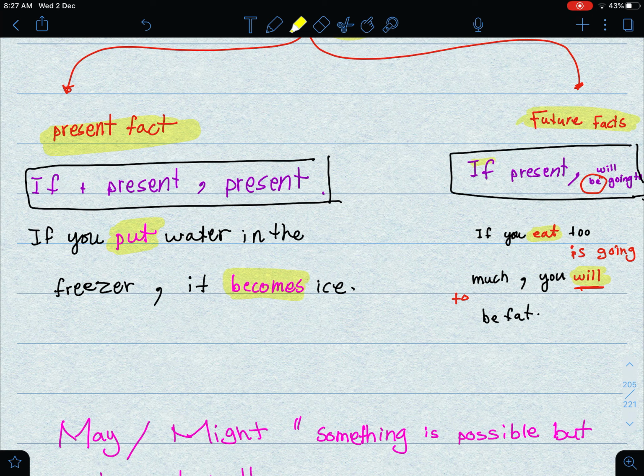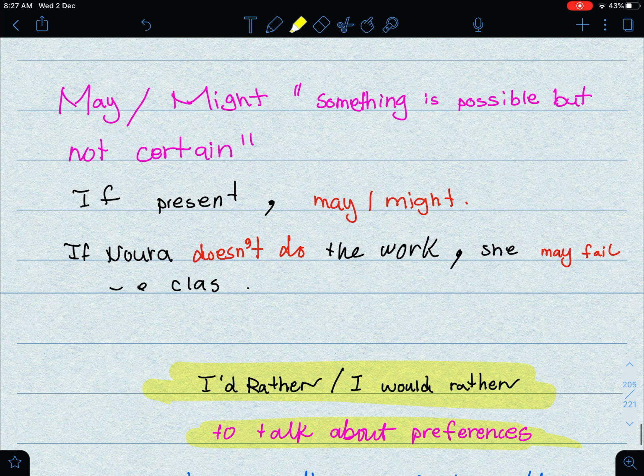طبعا لازم you have to know exactly what I mean by future facts and present facts. The difference between them, الفرق بينهم في second clause. With present facts, second clause يكون في present. With future facts, the second clause will be with will or be going to.